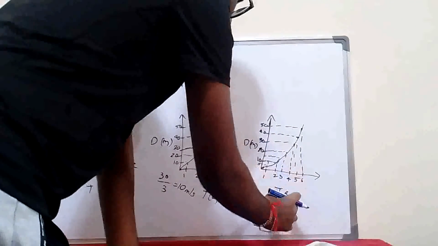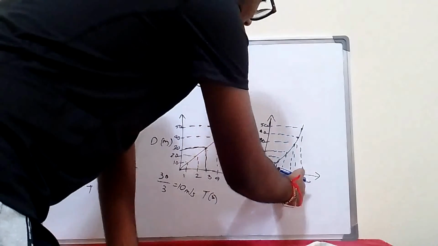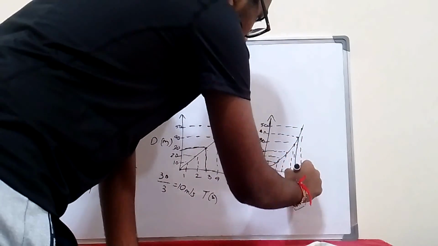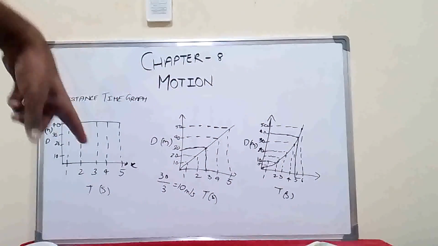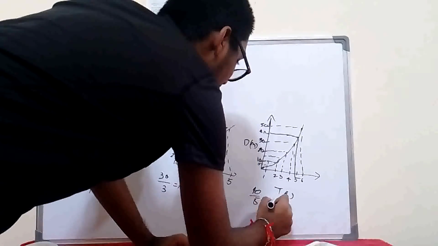For example, if you want to find what's the speed at fifth second, we can see it's coming from 40 over here. So we will draw a straight line parallel, and then here again parallel. It will be 40 divided by 5, which will be 8.